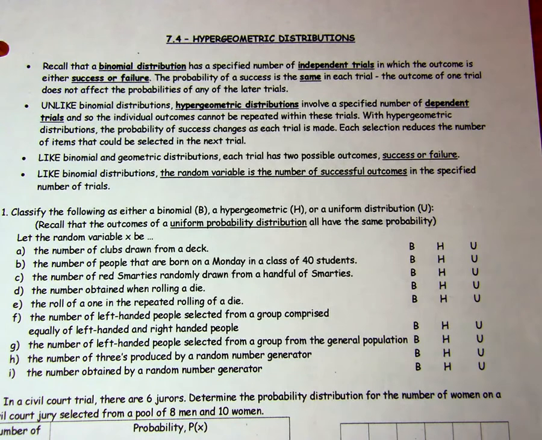With hypergeometric distributions, the probability of success changes on each trial as each trial is made. Each selection reduces the number of items that could be selected in the next trial. It's basically like taking cards out of a deck. As you continue to take cards out one at a time, the probability of getting, let's say, a spade would be changing depending on whether you pulled out a spade or another card out of the deck. The probabilities change as you're pulling out cards and not replacing them. The key thing is you're not replacing them.